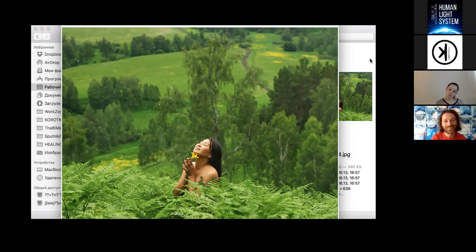So the perfect state for healing photography is, of course, love. It's my wife. And my love for her allows me to take this picture.